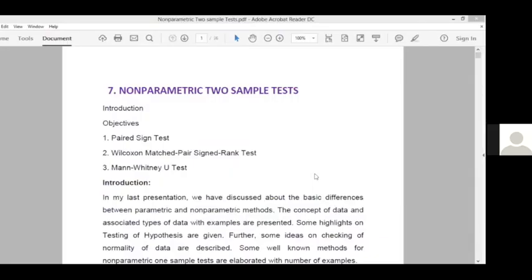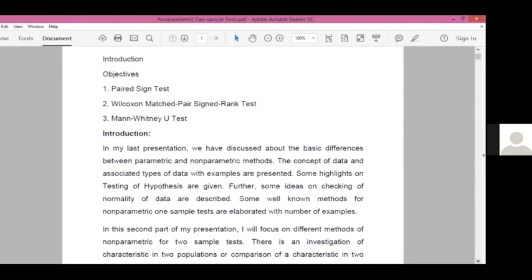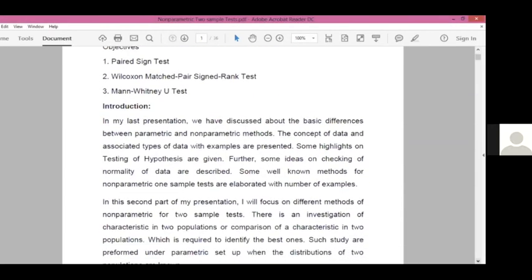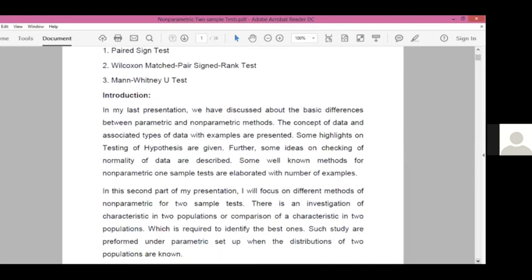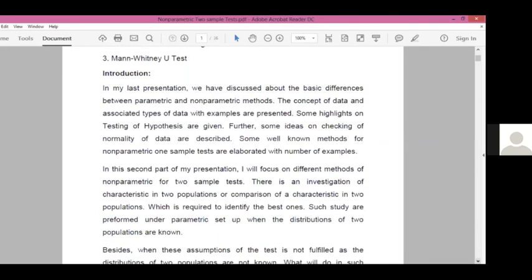This is the non-parametric two-sample test: the paired t-test, the Wilcoxon signed rank test, and the Mann-Whitney test. In my last presentation, we discussed the basic differences between parametric and non-parametric tests, the concept of data and types of data with examples. Some highlights of testing hypothesis were given. Further, some ideas for checking the normality of the data were described. Some well-known methods for non-parametric one-sample tests were elaborated with a number of examples.